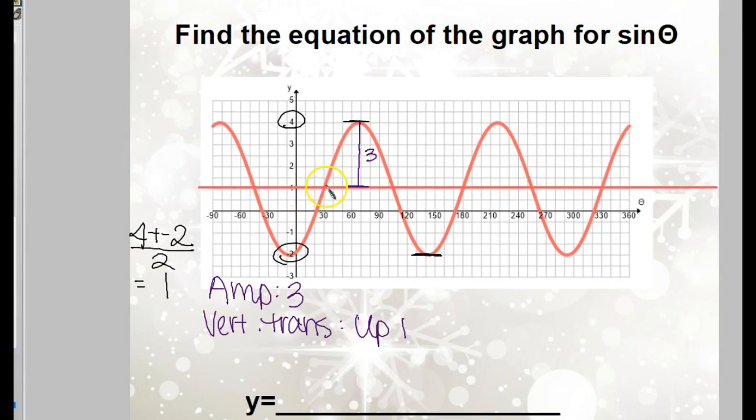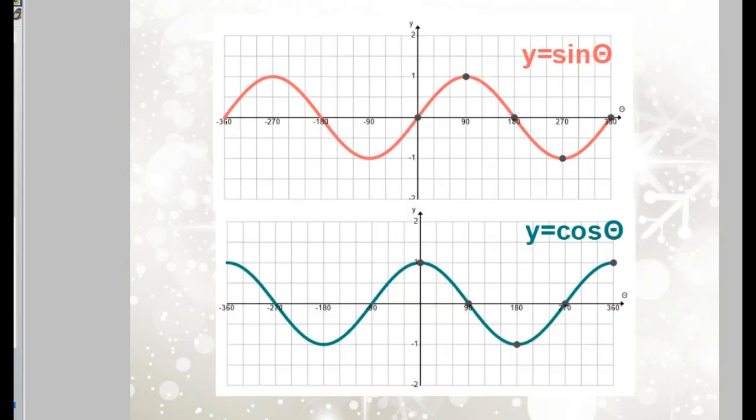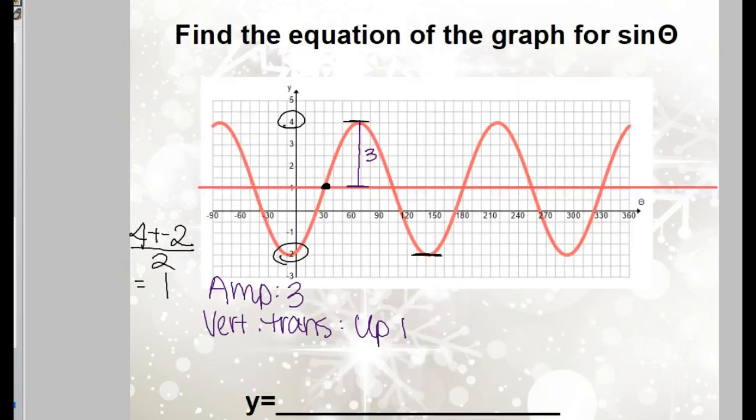So next I'm going to try to find my horizontal transformations. And so I know that sine normally crosses at the origin where it has an inflection point, and then it starts to increase afterwards. And so looking at my transformed graph, that would correspond to this point right here, where it crosses the sinusoidal axis, it's an inflection point, and it starts to increase. So if I follow this point, I can see that it was shifted to the right 30 degrees. So that is my horizontal translation, which is right 30 degrees.